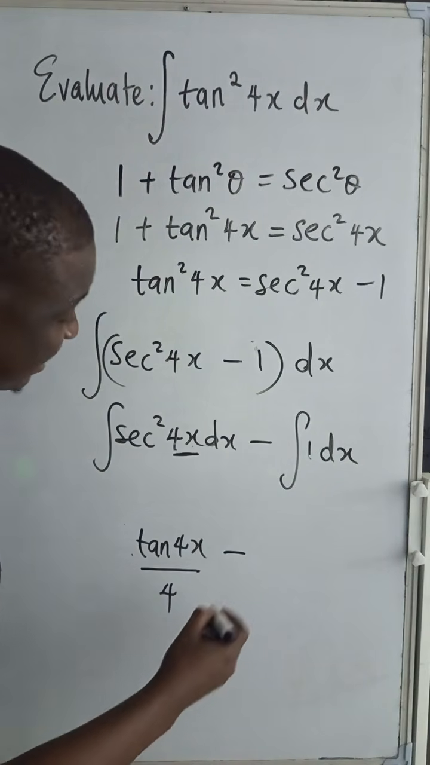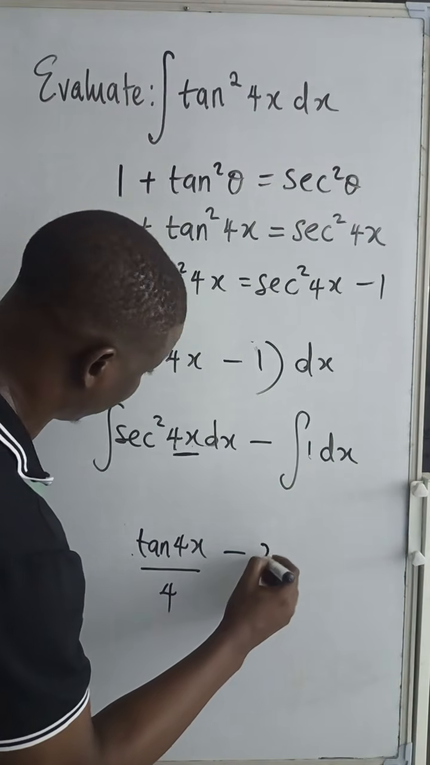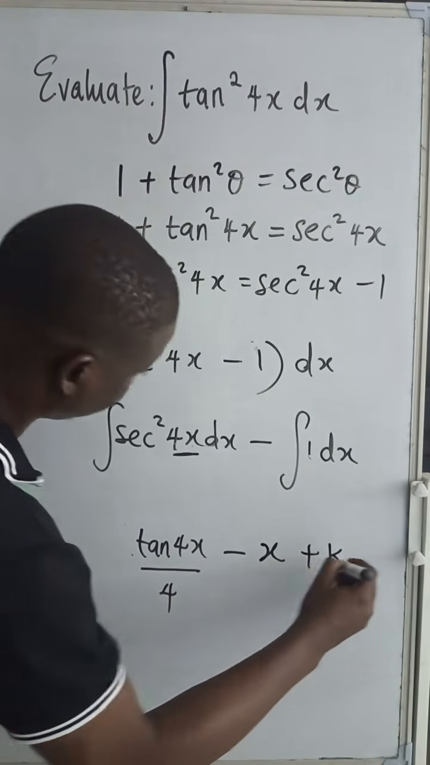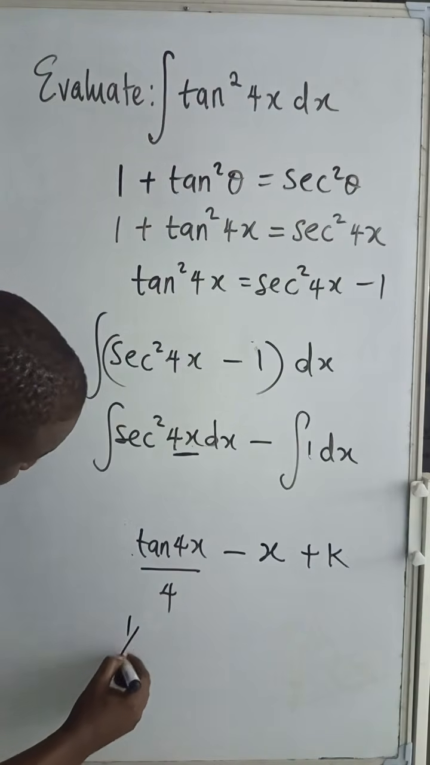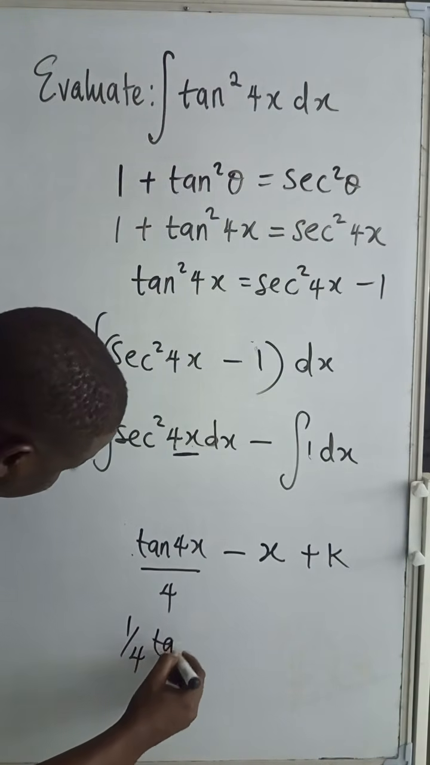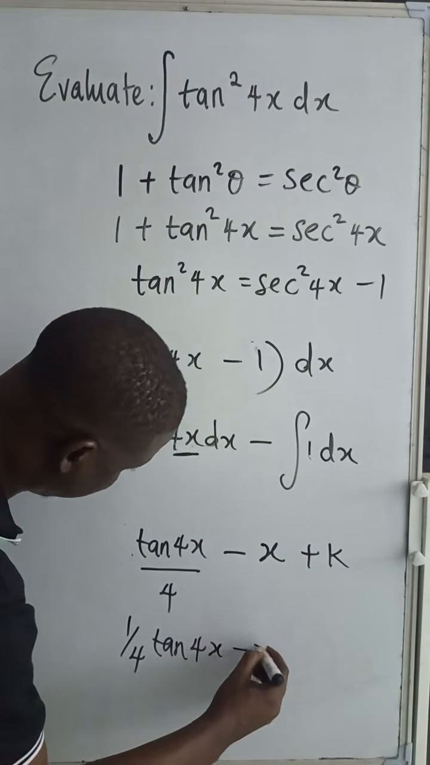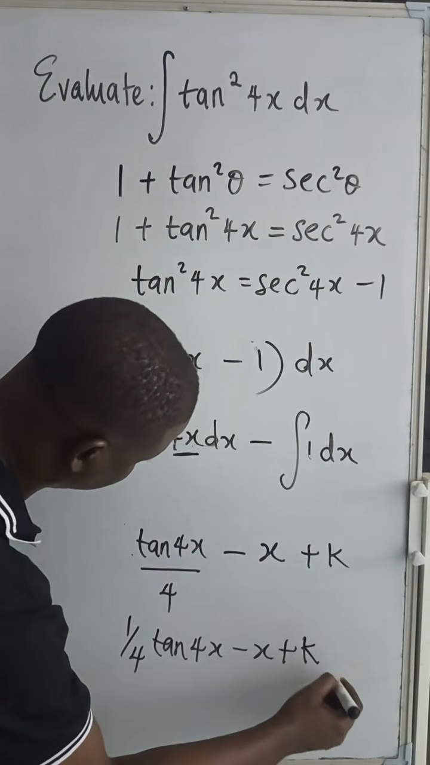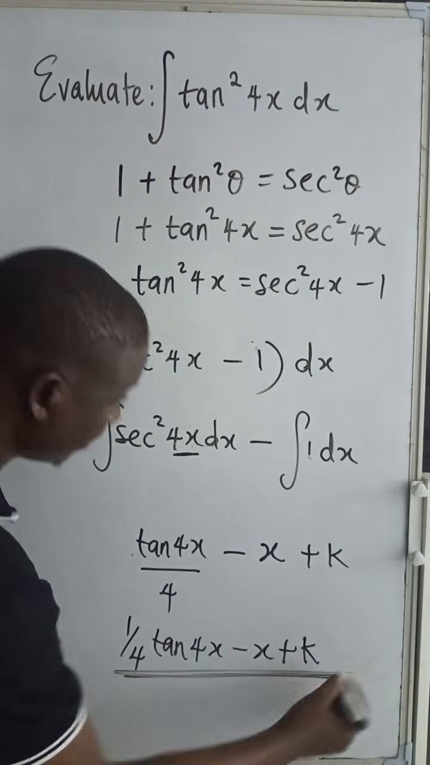If you integrate 1 dx with respect to x, I would have x plus k. So that will be our answer. Our answer will be 1 over 4 tan 4x minus x plus constant, or plus c. Thank you.